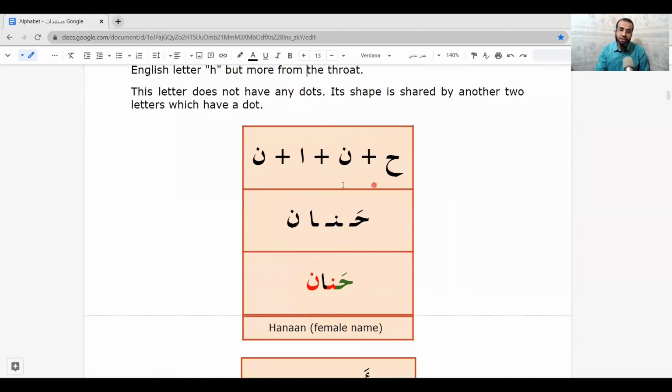Now let's read this word. This word is composed of four letters. The first is ha, then noon, then what? Alif, then noon. So the sounds are ha, na, na. And the ha here has fatha. So will it be he or ha? It will be ha.